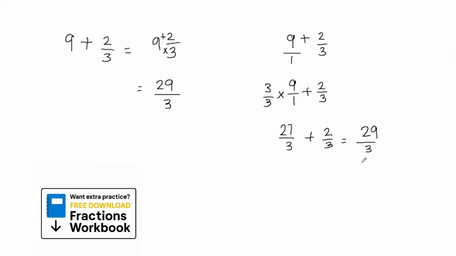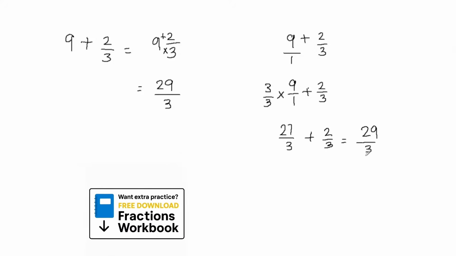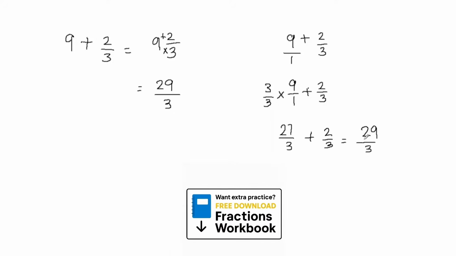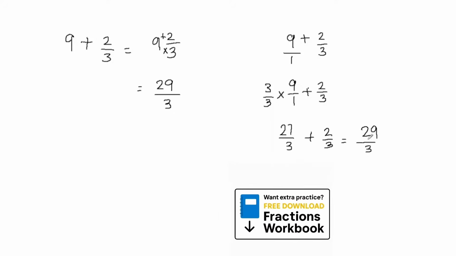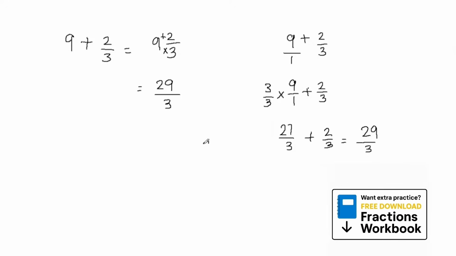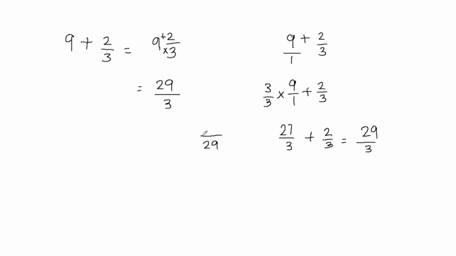Now, this is an improper fraction, right? Because my numerator is greater than the denominator. If I want to convert this into a mixed fraction, I can do that using the long division method. So I'm going to divide 29 by 3, right? 3 will go into 29 9 times, and I'm going to get 27. 3 times 9 is 27, and when I subtract this, 9 minus 7 gives me 2.